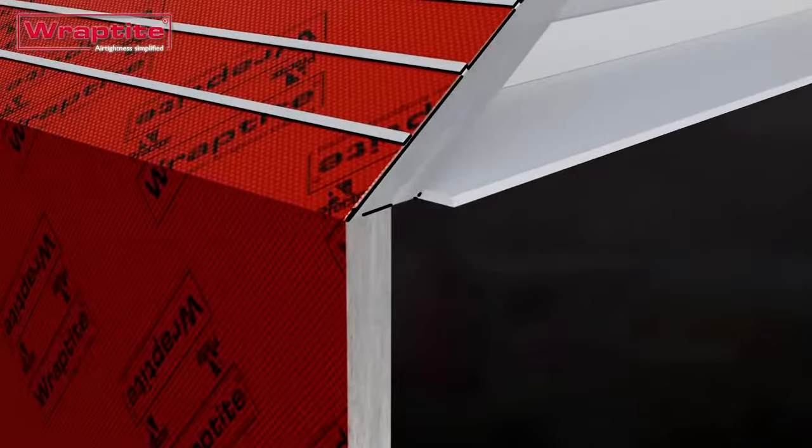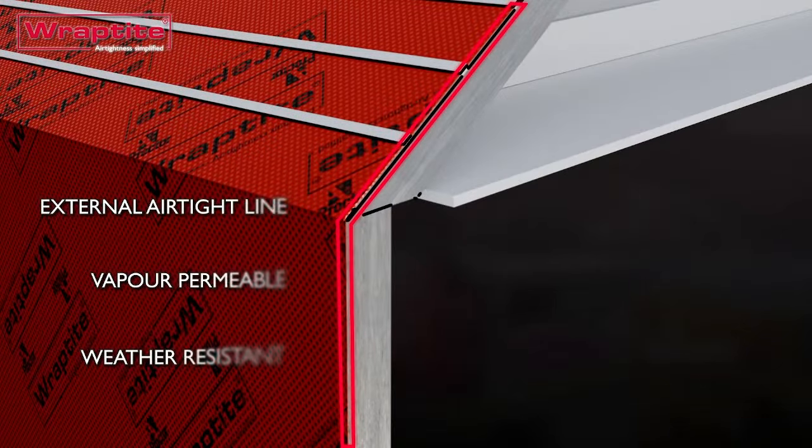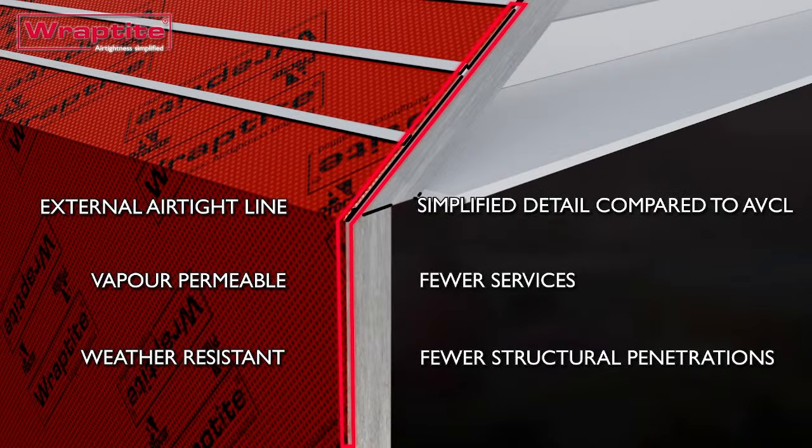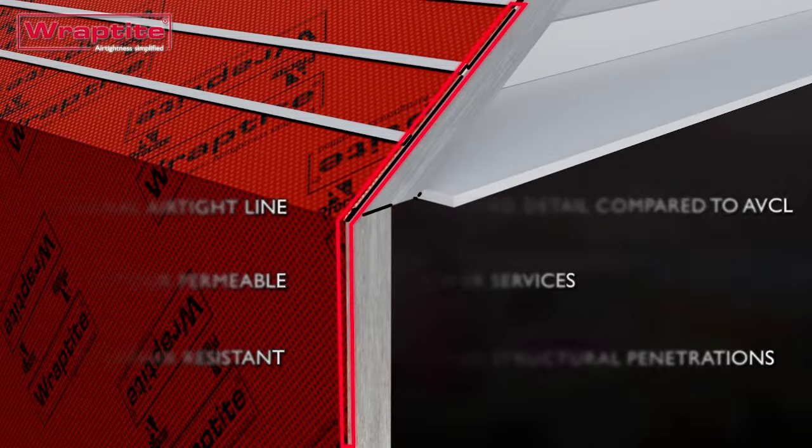By fitting Wraptite on the walls and roof of the building, the two sections can easily be joined to form an airtight, vapour-permeable and weather-resistant barrier around the entire building. This is far simpler than sealing an internal air barrier, as there are far fewer penetrations, services and structural members to deal with. Reducing the air leakage rate can contribute to reducing the overall energy required for space heating.